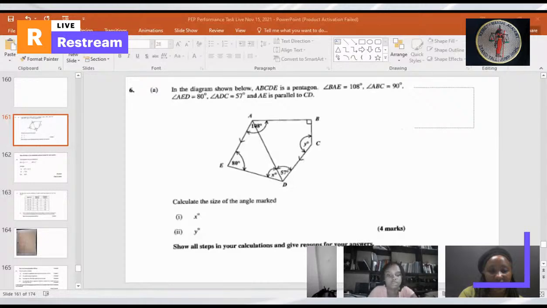Miss, EAD would be 57, and the other part of the angle would make up 108. So the other part of the angle, DAB, would be 51 degrees, and they add up to give 108 degrees. But how do you know that DAB is that? Miss, because EAD is 57 degrees, and because it's one big angle that is split into two.